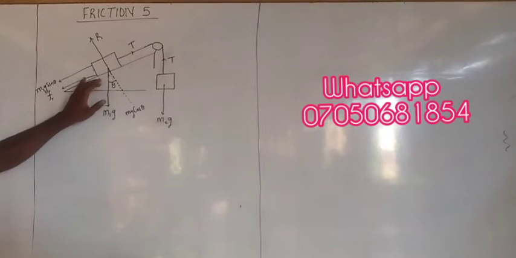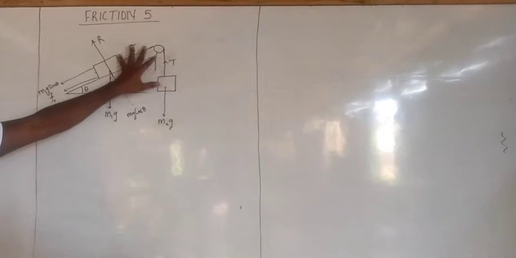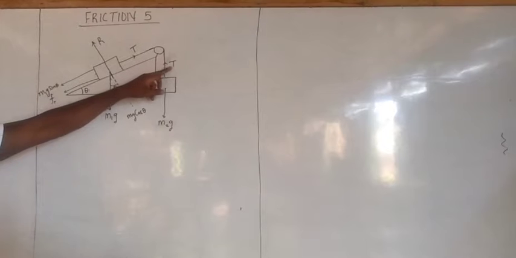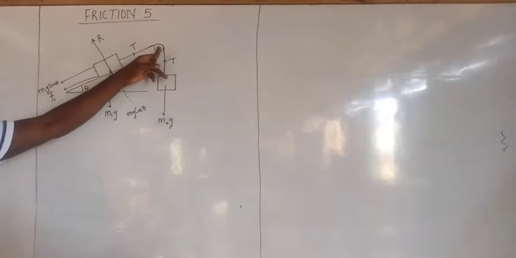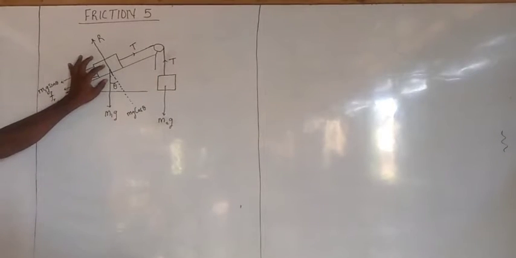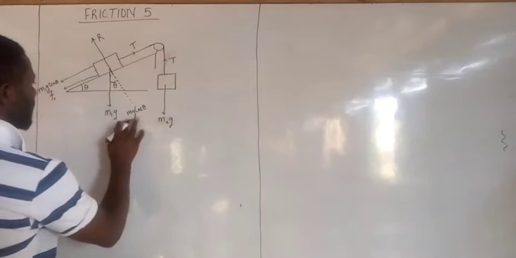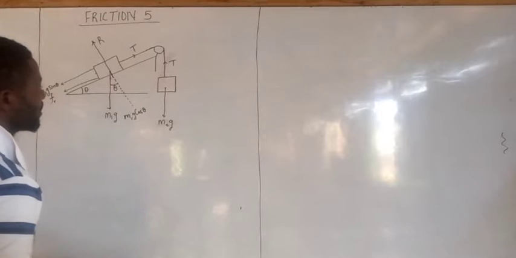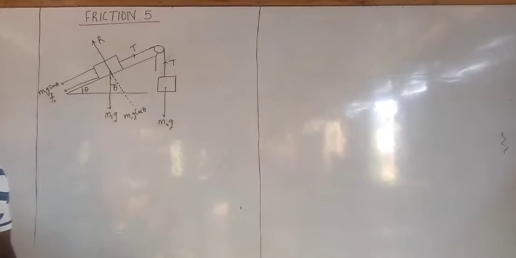This is an inclined plane. We have two bodies connected by a string. Each string here has tension T. The tensions are not different because the pulley here is frictionless. So normally we resolve this M1G here and we resolve it here. So here we should have M1G cos theta and here we should have M2G cos theta.